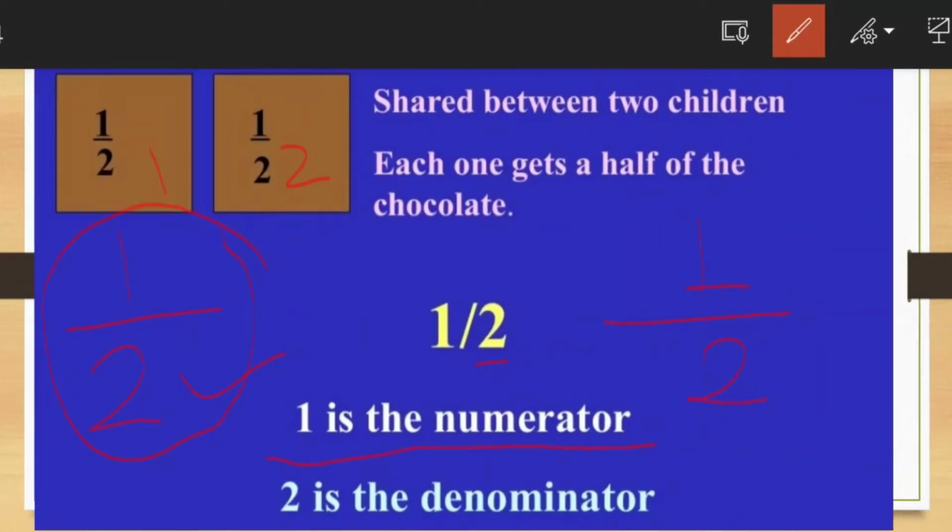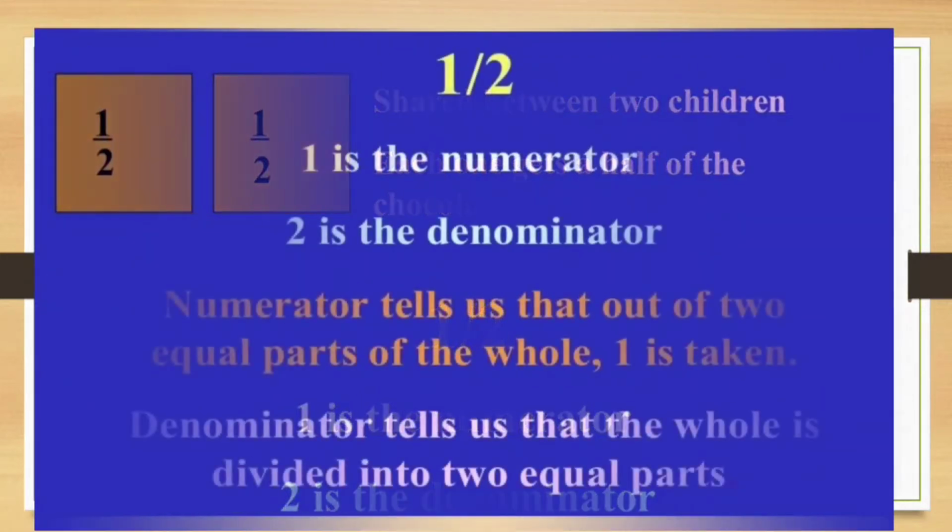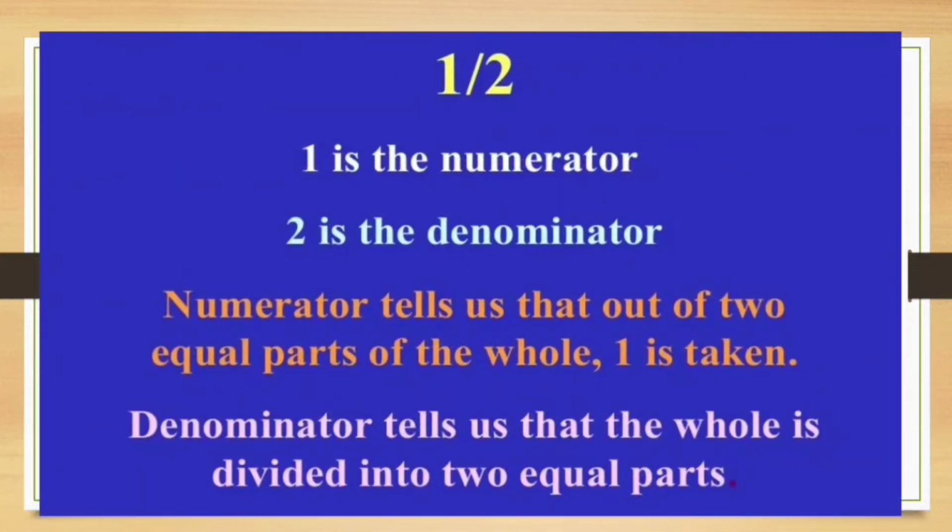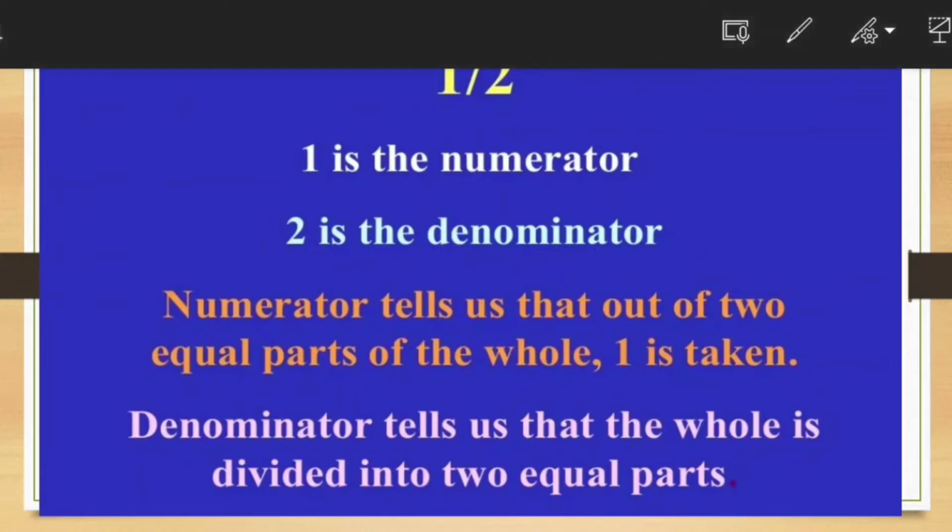And do you know 1 upon 2 is also known as what? Correct. It is also known as half. What is it known as? Half. Correct? Very good. Now let's talk about some more things. So let's read it. Numerator tells us that out of two equal parts of the whole, one is taken. That there are two parts of chocolate and one is taken. So that becomes my numerator. Means I can say the upper part of the fraction is numerator.